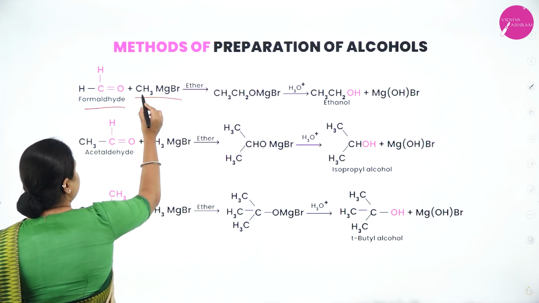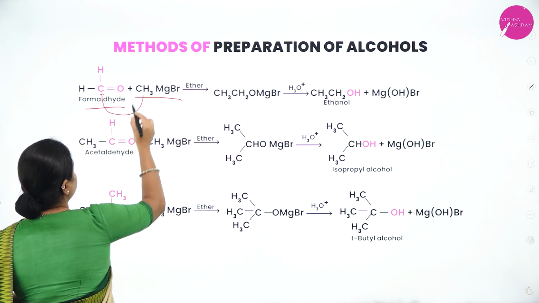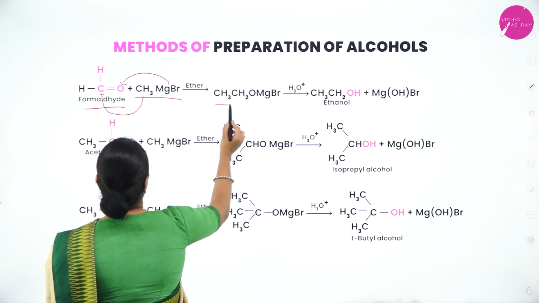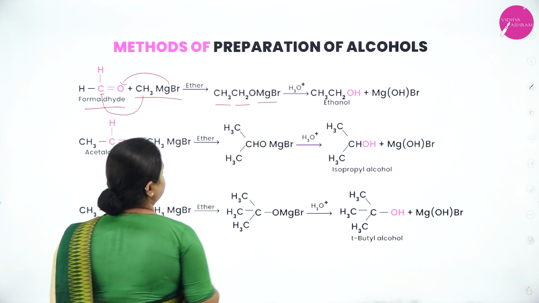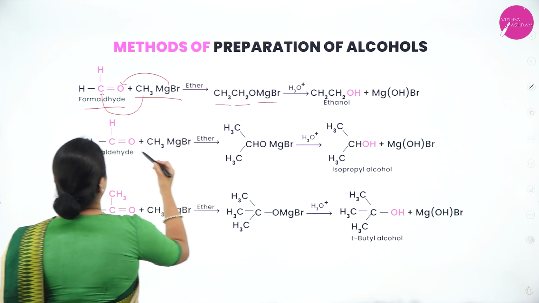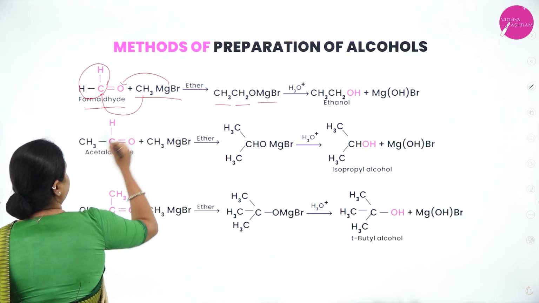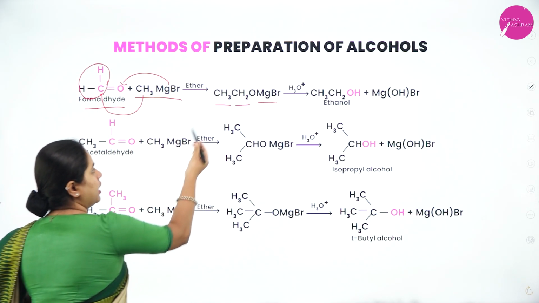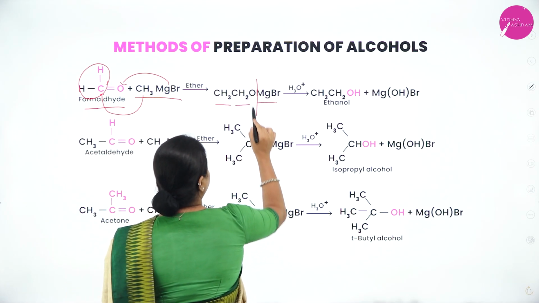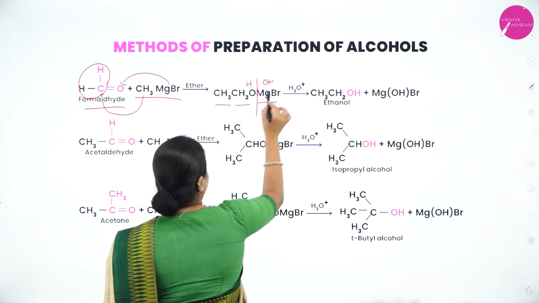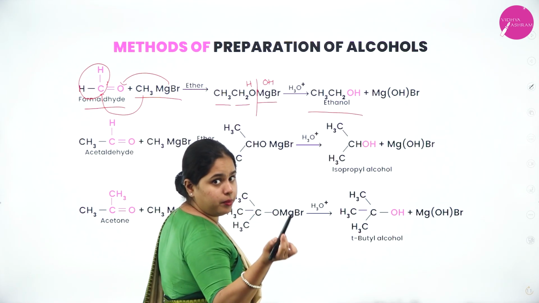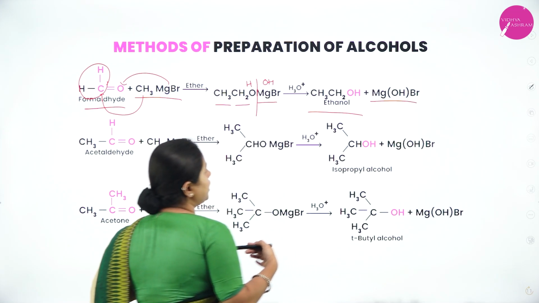So what happens? The methyl group will be attached to the carbon atom and MgBr will be attached to the oxygen. So you are going to get CH3CH2OMgBr. A CH2 was already here, and CH3 is also attached here. Now hydrolysis will take place. H will be added here, OH will be added here. So you're going to get CH3CH2OH, that is ethanol, which is a primary alcohol, and you're going to get MgOHBr.